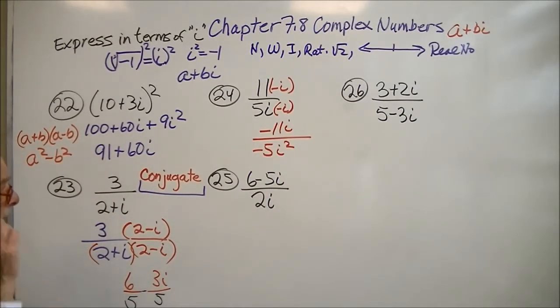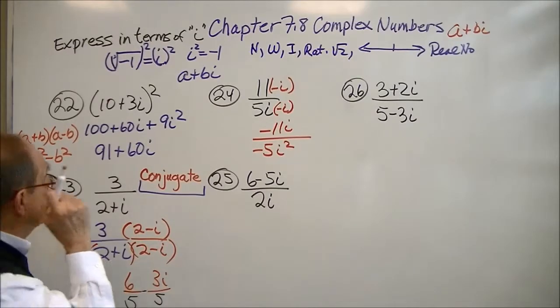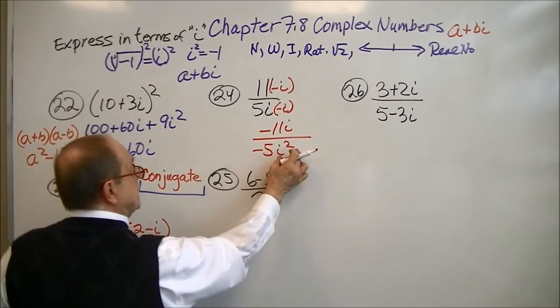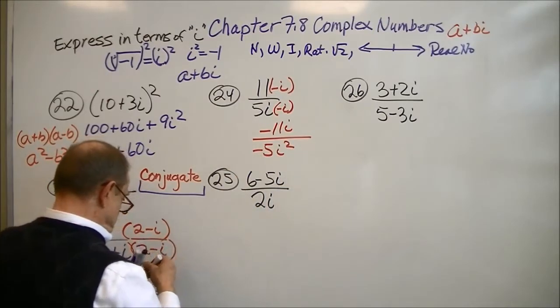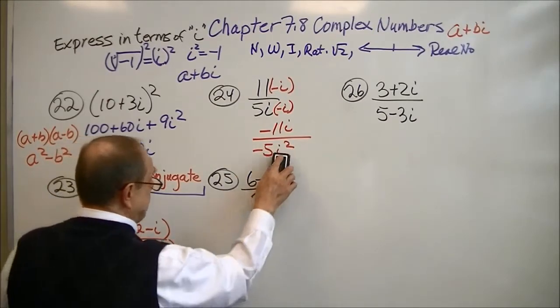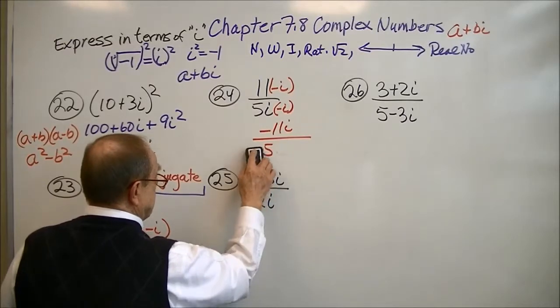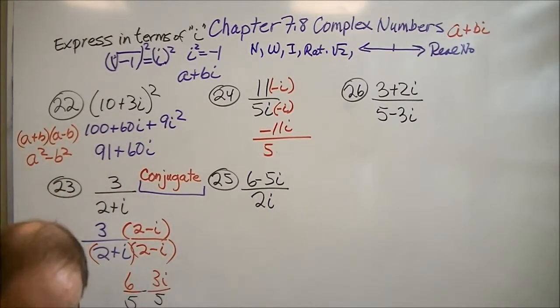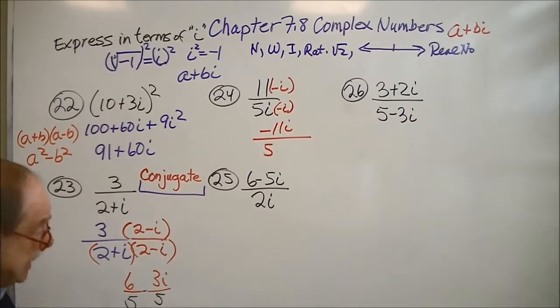But what did we say i squared was? i squared is a negative 1. So a negative 1 times a negative 5 makes my denominator a positive 5. And for number 24, that should be the answer. And that is the answer. Okay.